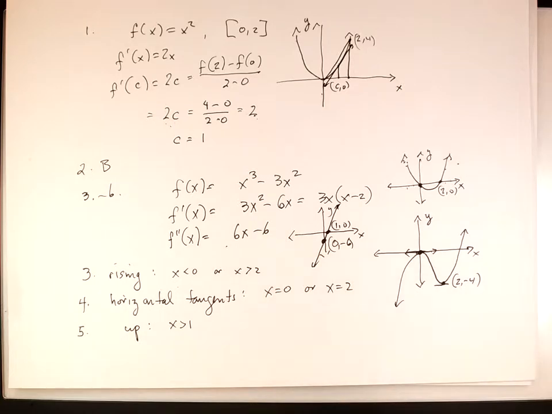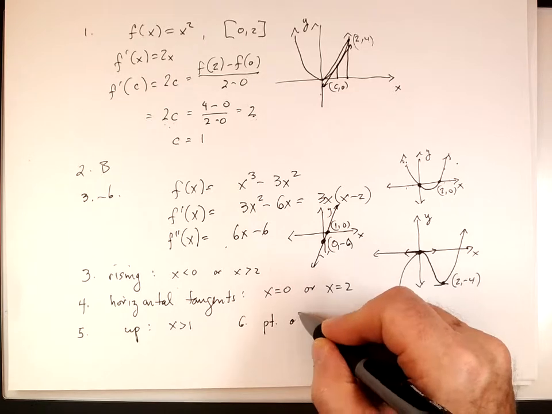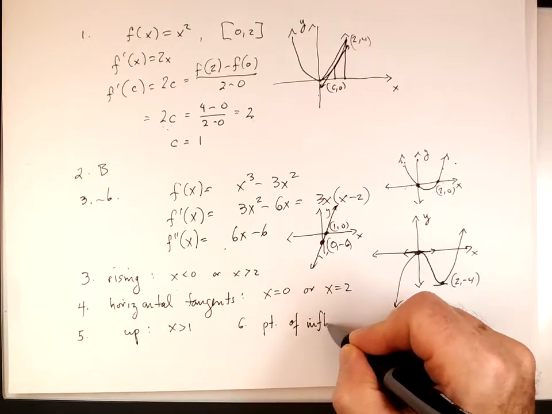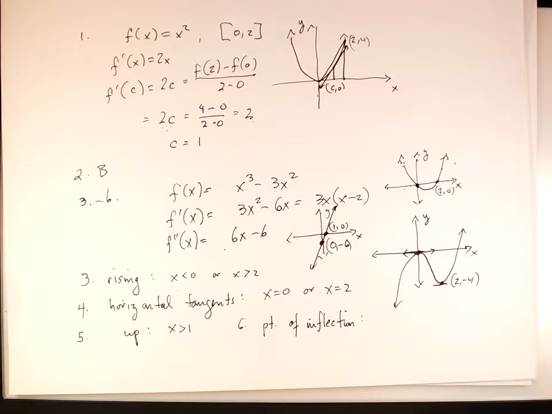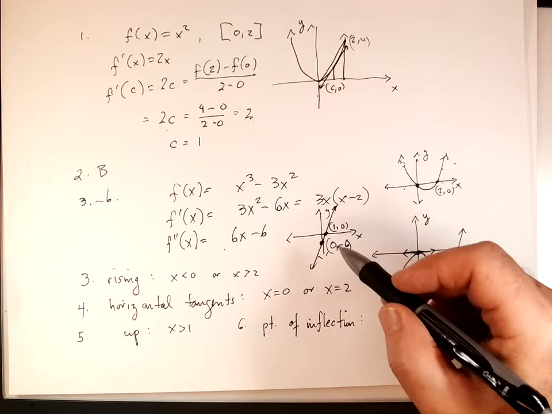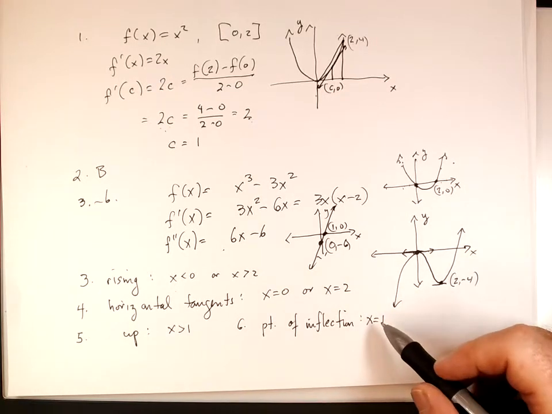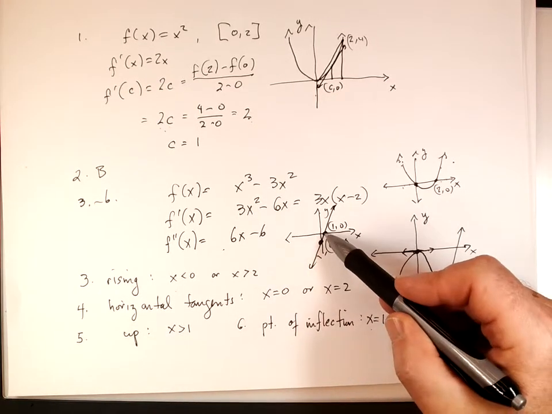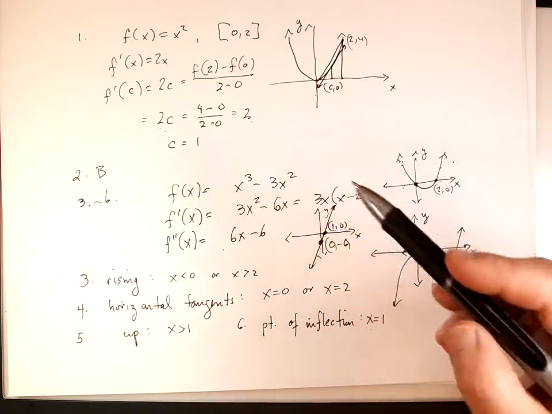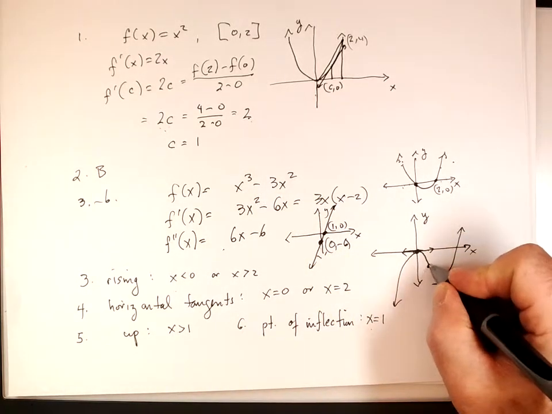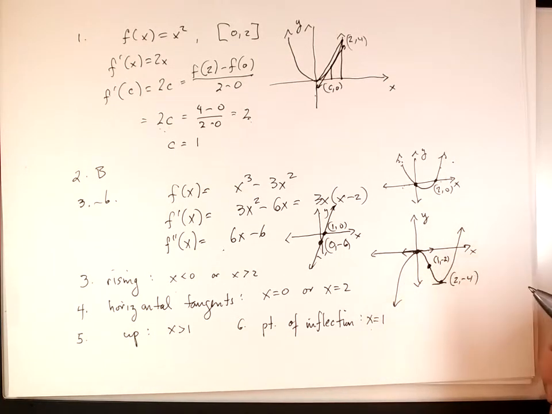Okay? Point of inflection. The second derivative is equal to 0 at x equals 1. Now, when x is equal to 1, right here, the second derivative is 0, and the function is equal to 1 minus 3, negative 2. This point right here, (1, negative 2), is my point of inflection.